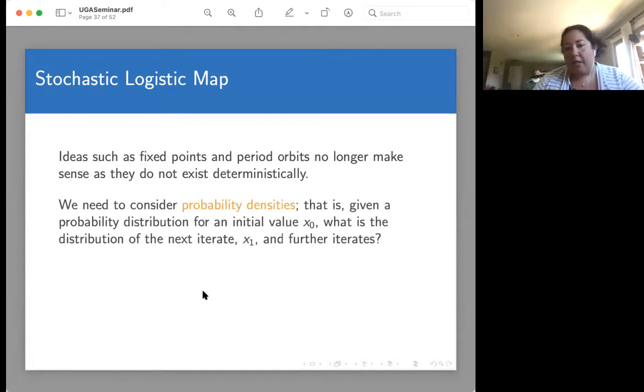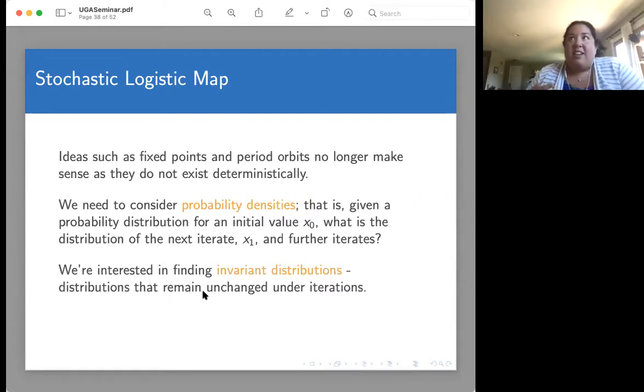So instead of looking at initial starting values of x between 0 and 1, I'm going to consider an initial starting probability density. If I have a probability distribution for my initial value x naught, taking values between 0 and 1, what's the probability distribution of my next iterate x1 once I've hit it with this stochastic logistic map one time, and further iterates? So now instead of looking at orbits that consist of single points between 0 and 1, the entries of my sequence are now probability density functions supported on the interval 0, 1.